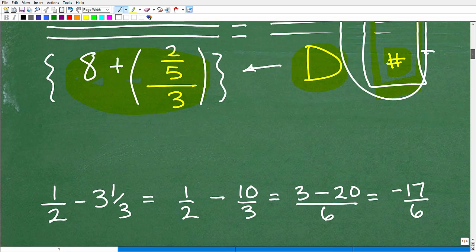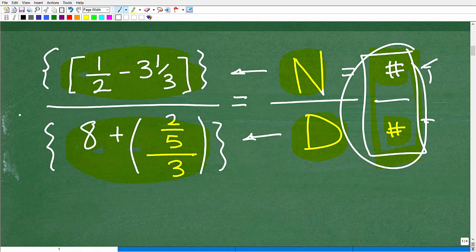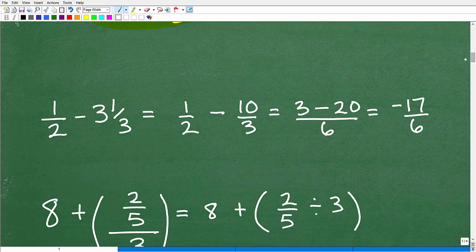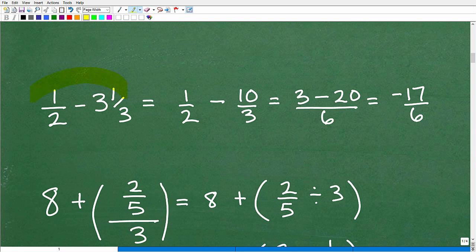All right, so here is our numerator, okay? So I'm going to do the numerator first. So that's 1/2 minus 3 1/3. So let's go ahead and just focus on this here. You can see I already did this problem in advance just to avoid too much writing. So here is our numerator, 1/2 minus 3 1/3.